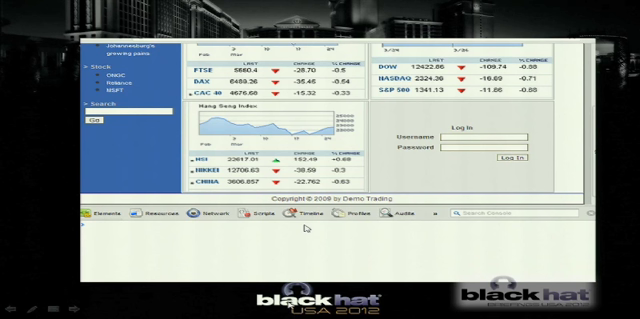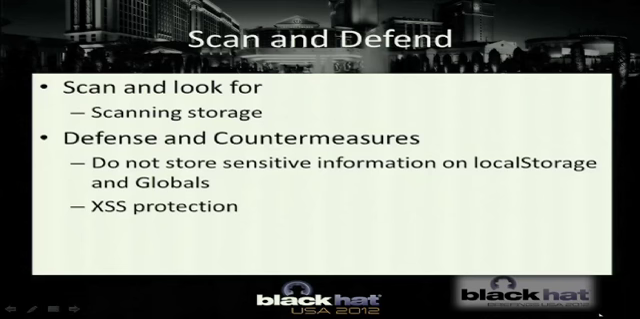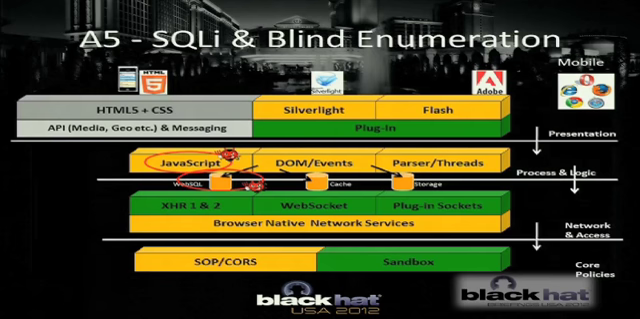So let's just skip through. So this global variable, you have a local storage extraction, you have file system extraction, and then you can actually extract local storage from the DOM with the DOM-based XSS. So scan and look for scanning storage, defense and countermeasure. Do not store sensitive information on local storage, the file system, or your DOM storage. And use XSS protection, be it DOM-based, reflected, or persistent.